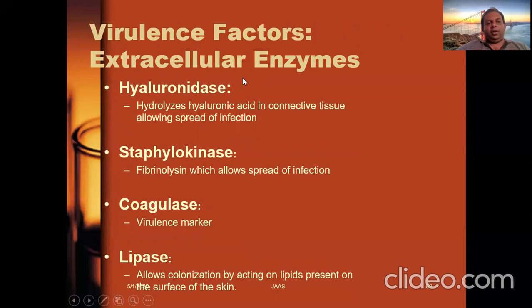Then enzymes. Hyaluronidase acts on hyaluronic acid, which is part of the extracellular glycosaminoglycan matrix, and lyses it. Staphylokinase acts on fibrinolysis, which allows spread of infection. They cause lysis of the fibrin clot. Coagulase is a virulence marker, as well as helping to differentiate Staph aureus from coagulase negative. Lipases act on lipids present on the surface of the skin.